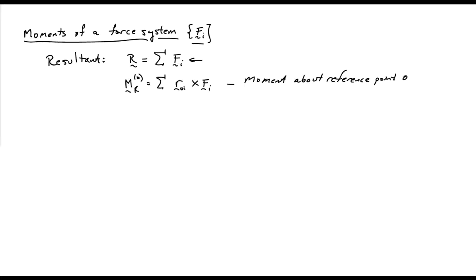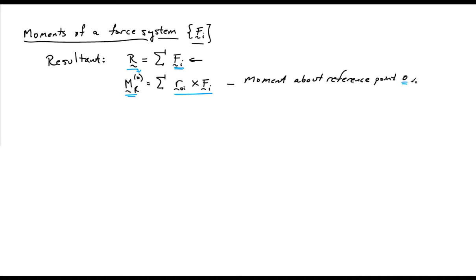Let's now consider force systems that have a non-zero net resultant moment. So these are force systems that are no longer concurrent. Just to remind ourselves, the total resultant force is simply the sum of all the individual forces, and the net resultant moment about some arbitrary reference point, which I've labeled O here, is simply the sum of the moments of the individual forces relative to that reference point.